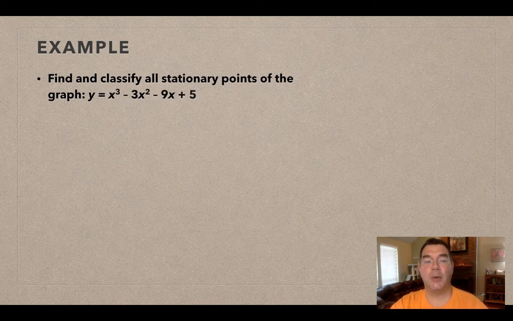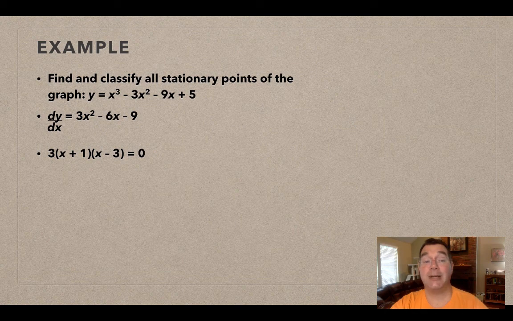So here's an example. We need to find and classify all the stationary points. So all of those points where the first derivative is equal to 0 on this graph. So I have y equals x cubed minus 3x squared minus 9x plus 5. And I'm not going to give you the graph for this one. So we're going to have to figure it all out by hand. The derivative is going to be 3x squared minus 6x minus 9. And if I factor that, I get 3 times x plus 1 times x minus 3.